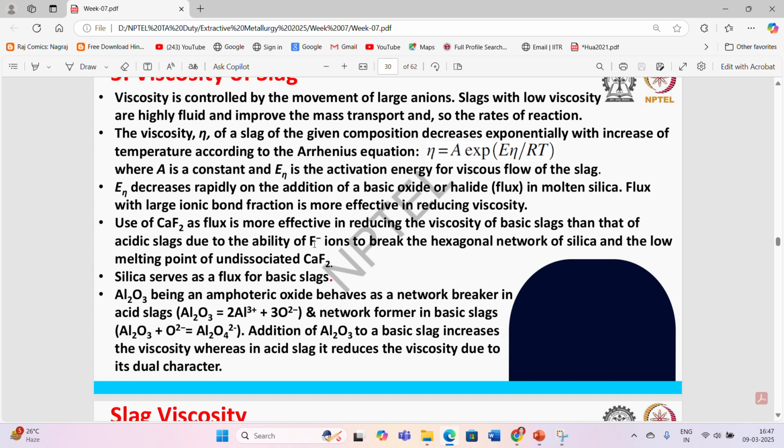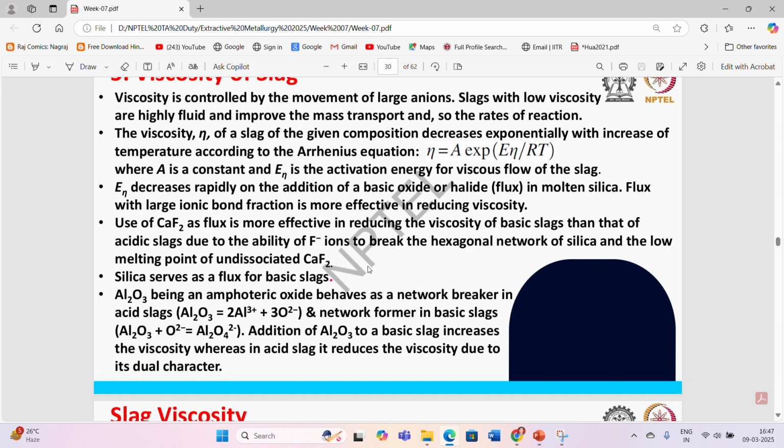Use of CaF2 as a flux is more effective in reducing the viscosity of basic slags than that of acidic slags, due to the ability of fluoride ions to break the hexagonal network of silica and the low melting point of undissociated CaF2. So for controlling the viscosity of the slag, we generally add some flux material during the smelting processes.